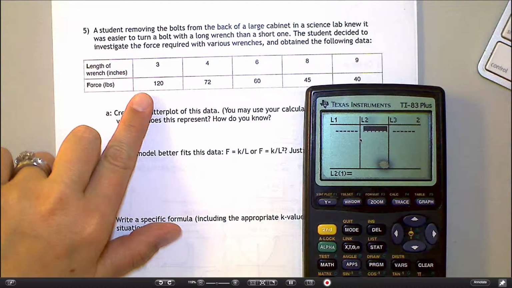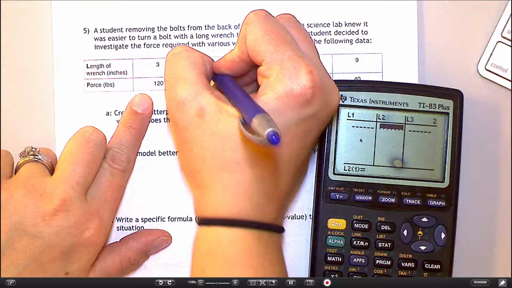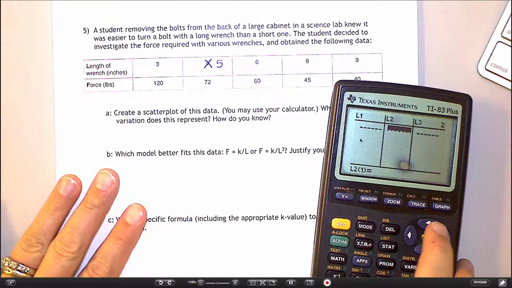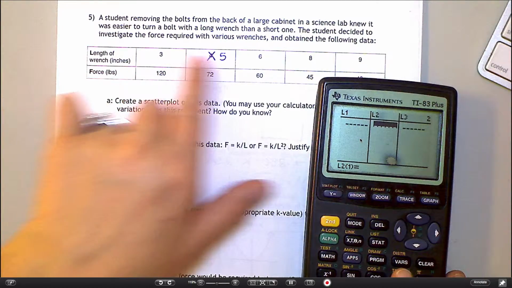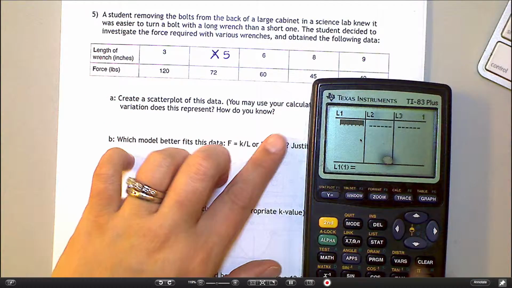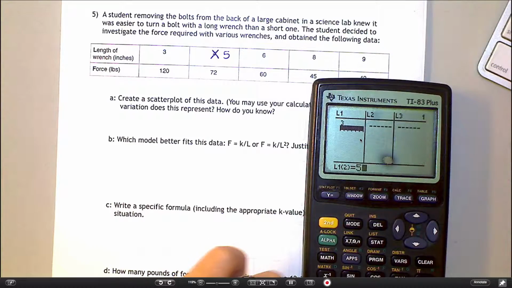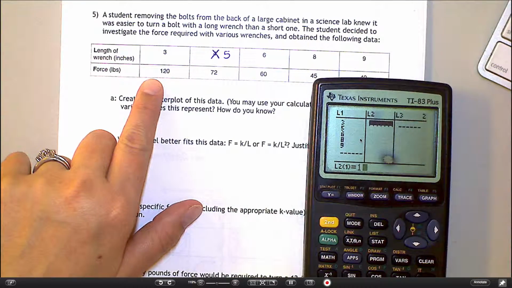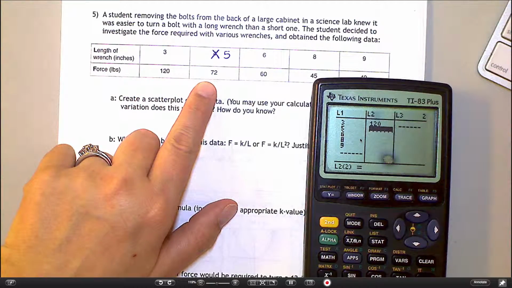Okay, that's how you clear your list out so that you can type in your new data. And I also in class, sorry I didn't make this change on mine, I changed this to a 5 instead of a 4. So I'm going to type this first set of numbers into list 1. So 3, 5, 6, 8, 9. And then list 2 is going to be these numbers.